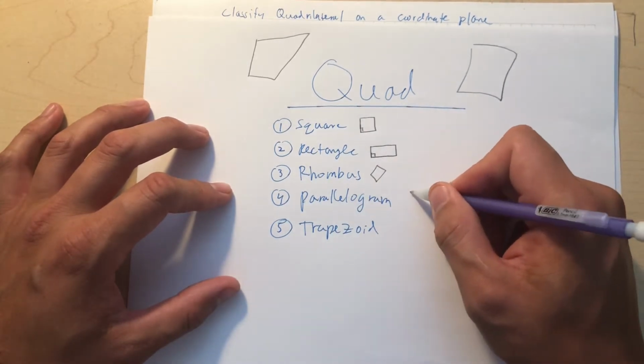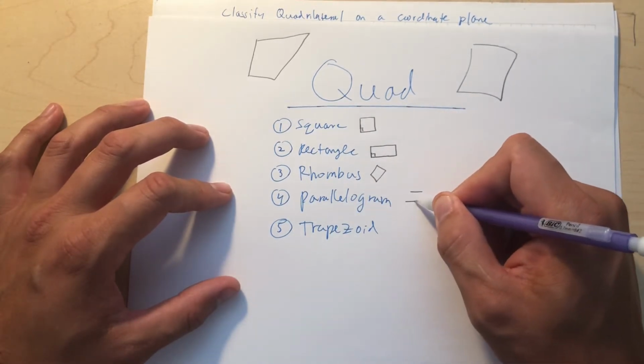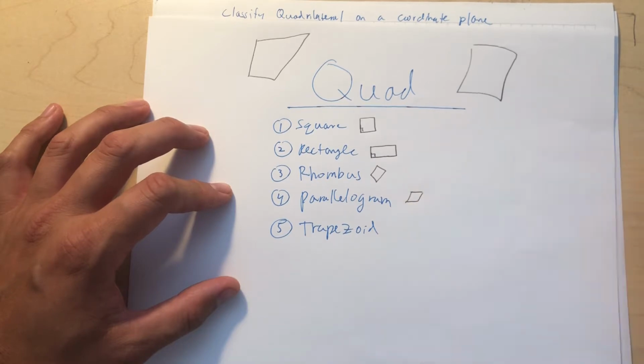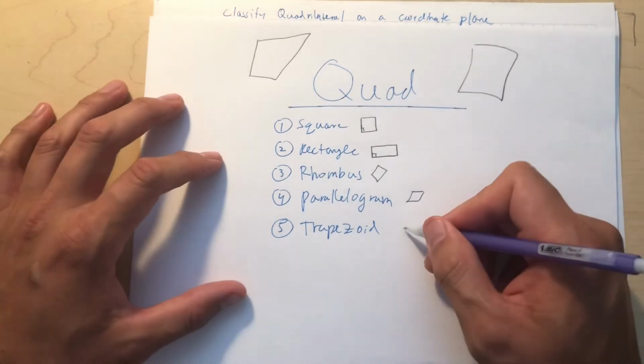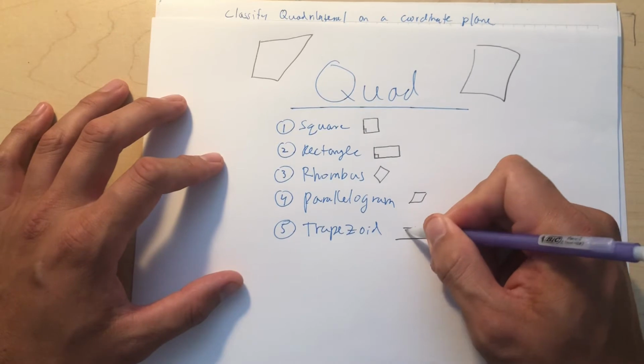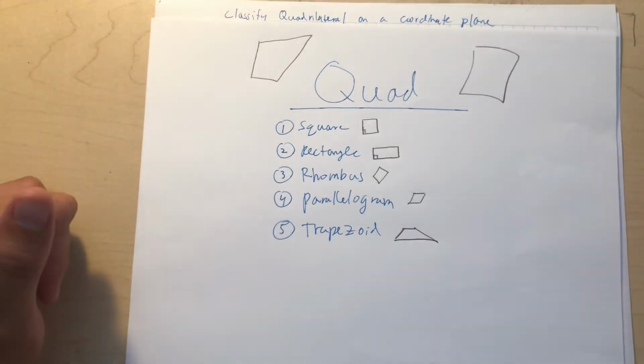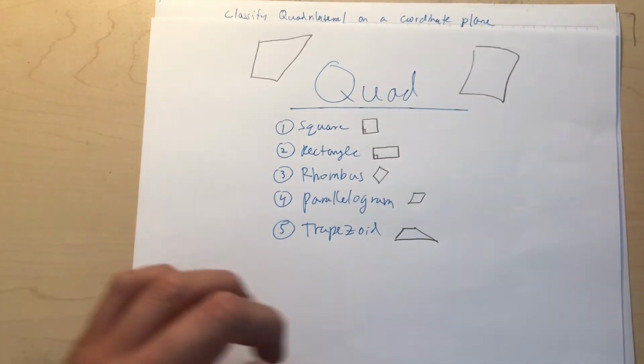Parallelograms are kind of similar to a rhombus, except that not all the sides are the same. A trapezoid, they only care about one side being parallel. And that's pretty much the 5 quadrilaterals we need to find today.